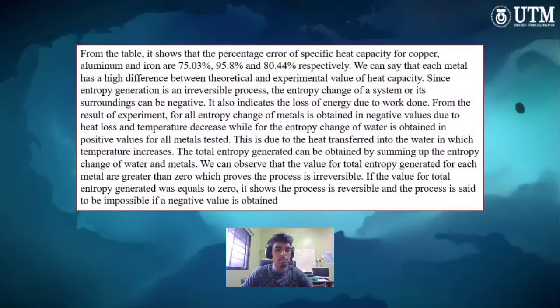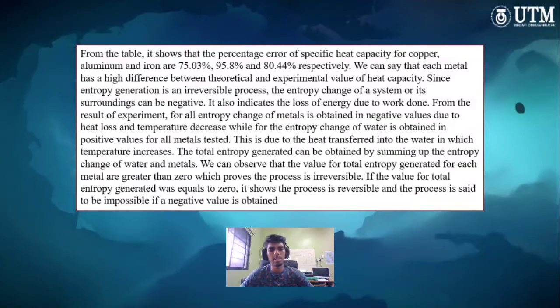And then from the table, it shows that the percentage error of specific heat capacity for copper is 75.03%, for aluminium is 95.8%, and for iron is 80.44%. So we can say that each and every metal has a high difference between the theoretical and the experimental values of specific heat capacity.